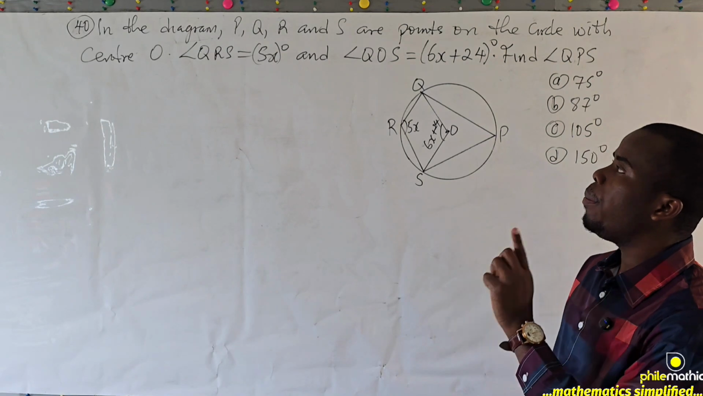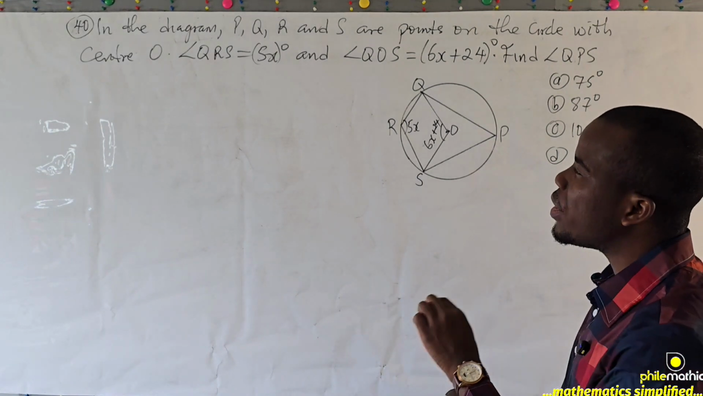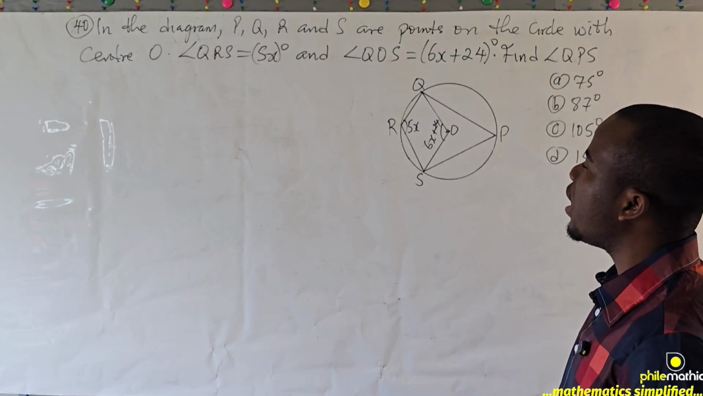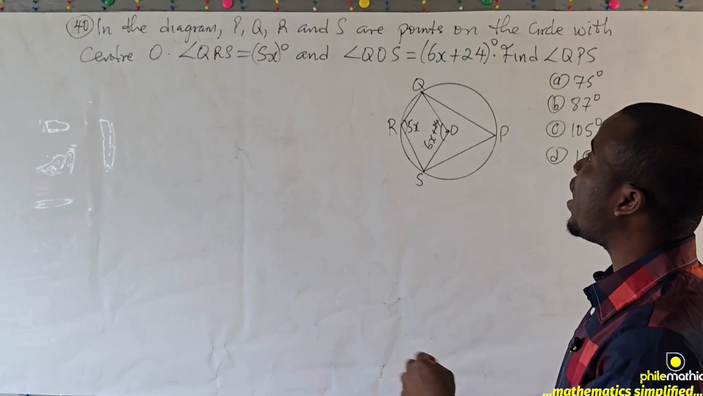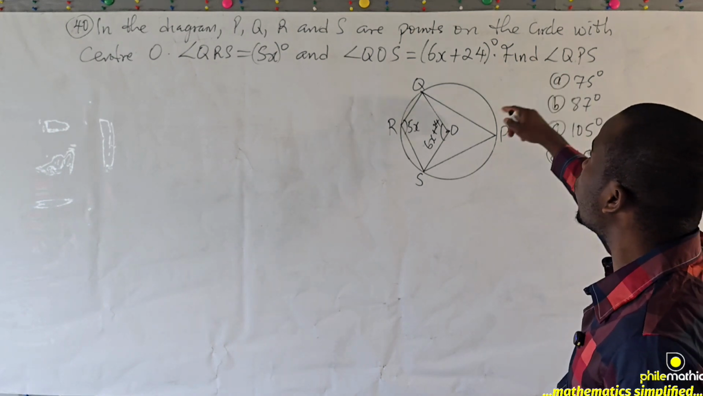In the diagram, P, Q, R, and X are points on the circle with center O. Angle QRS is 5x degrees and angle QOX is 6x plus 24 degrees. Find angle QPS.